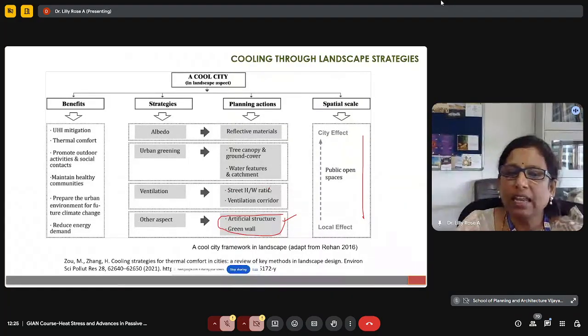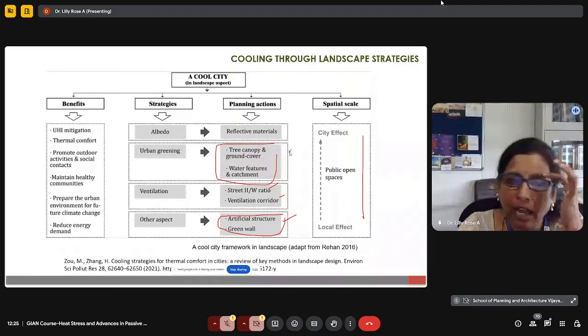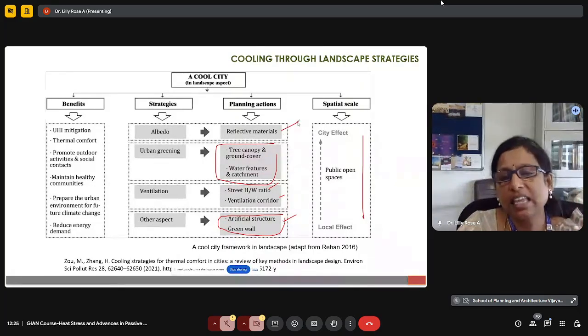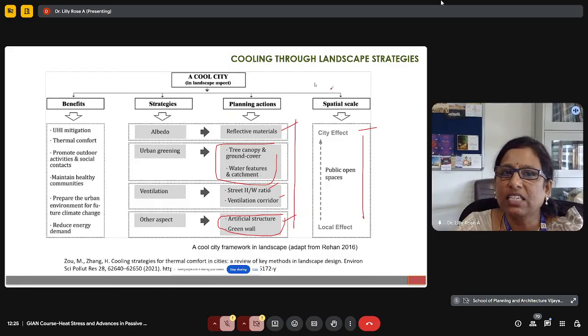At the street level, we can have the height to width ratio, which can impact the wind movement within the street level. At the public parks or open spaces, the tree canopy, ground cover, water catchment features at the urban greening level. And then at the city scale, the reflective materials on roofs, which we had seen several such case studies presented by Professor Matt yesterday. So these will have an impact at the city scale. So the intervention can range from local to city scale, which can have a significant impact on cooling.